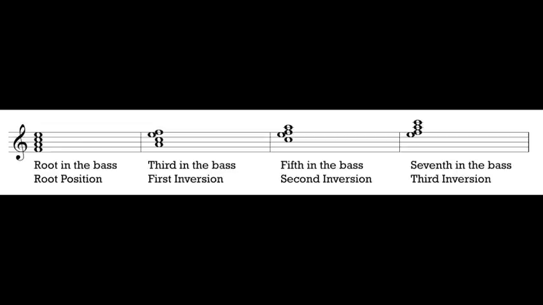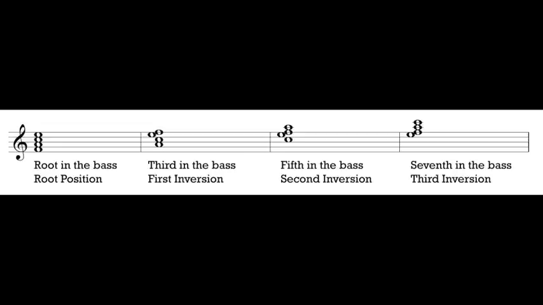And like triads, we're going to use some of the same words. We're going to talk about 7th chords in root position when the root is in the bass. We're going to use the same term, first inversion, to talk about when the third is in the bass. When the fifth is in the bass, we're still going to use the term second inversion, and now we have one new one. We have third inversion for when the 7th of a 7th chord is in the bass.